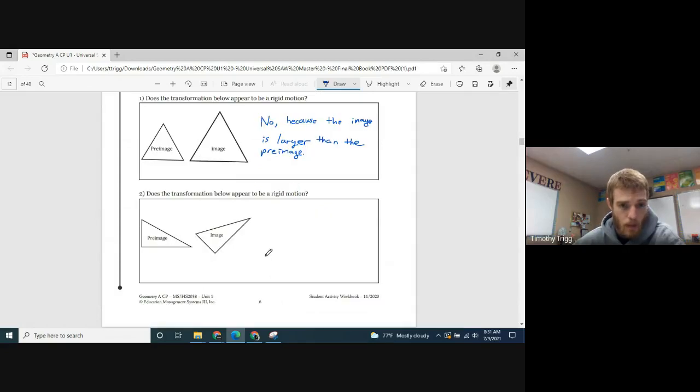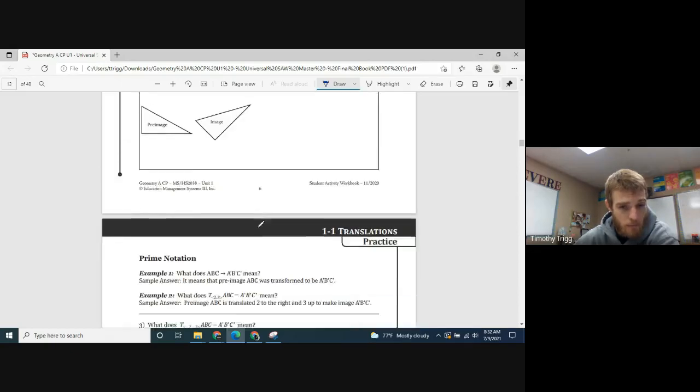Okay. So in this one's case, the pre-image is here, and then the image is right here. In this case, these two triangles are the same shape and they are the same size. They're just slightly in different orientations. So in this case, these two triangles are congruent. So this would be rigid motion. Okay, so I want you to say yes and then comma, because the image and pre-image are congruent. So go ahead and finish writing that there. And once you're done with that, pause the video and do that, and let's move on.